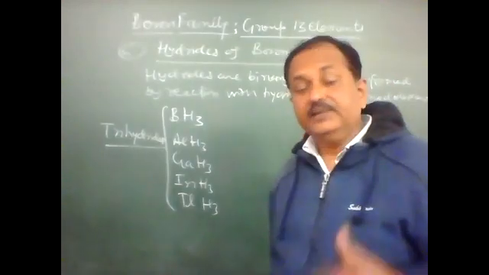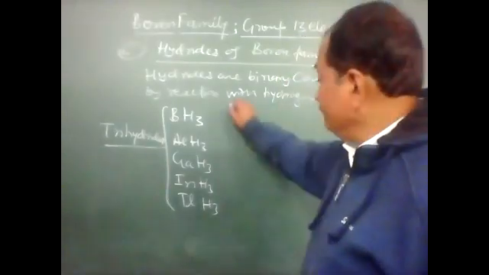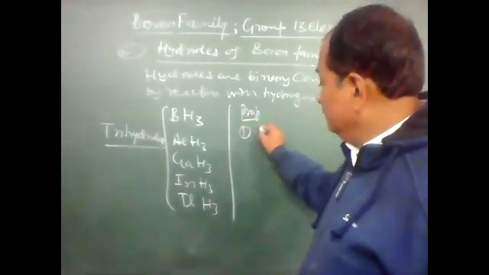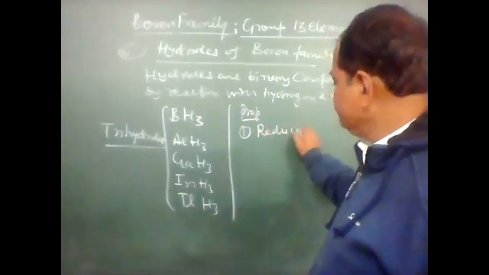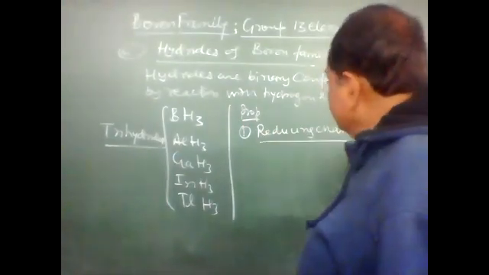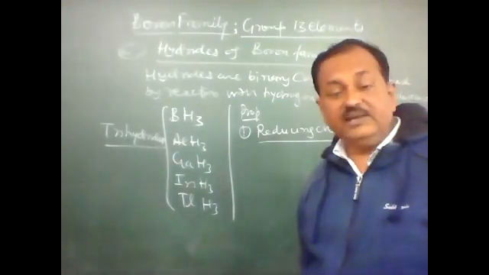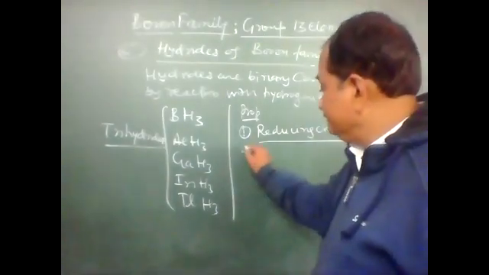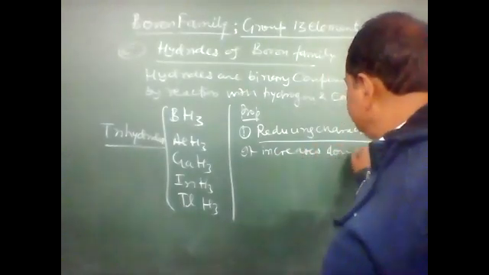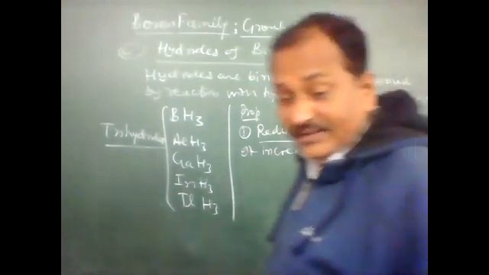Now, very important part, they are formed by the reaction between the element and hydrogen simply. But hydrides have some properties. We will see the properties of hydrides. So, first point is reducing character. Children, reducing character increases down the group. They are able to reduce other elements. It increases down the group.